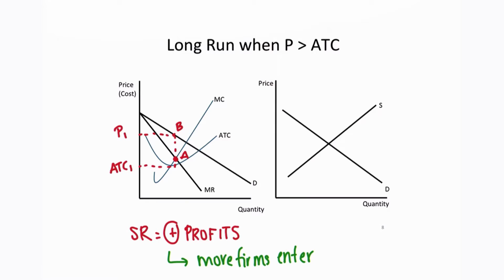So when this happens, we're going to have a shift out of the supply curve because we have an increase in the number of firms. Increase in the number of suppliers. So we move from a point such as P1 to a point such as P2. And this causes a downward pressure on the price.